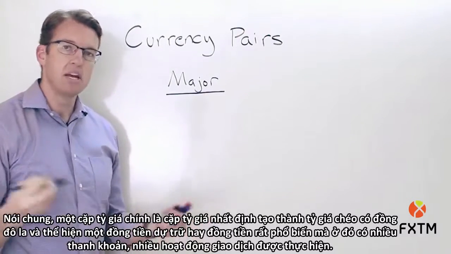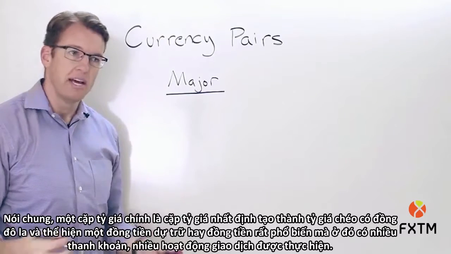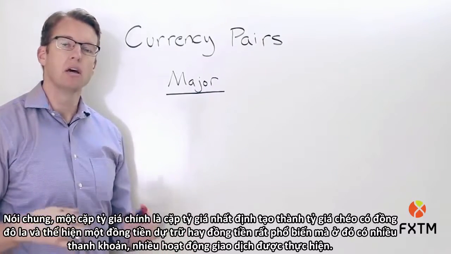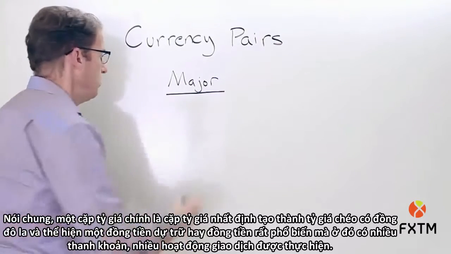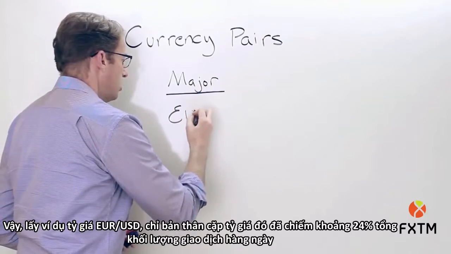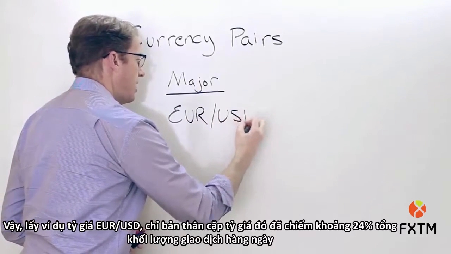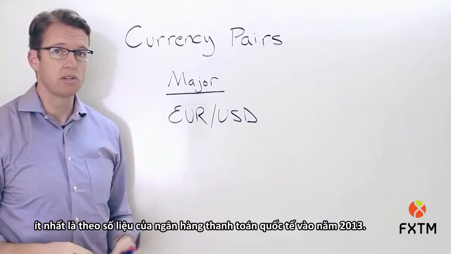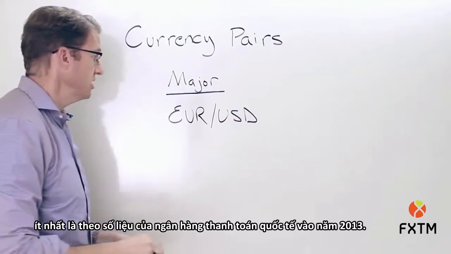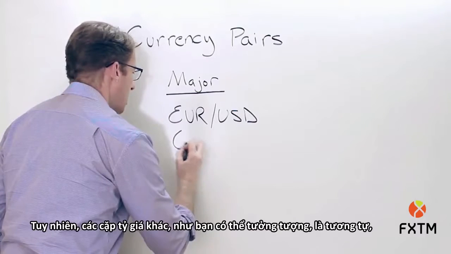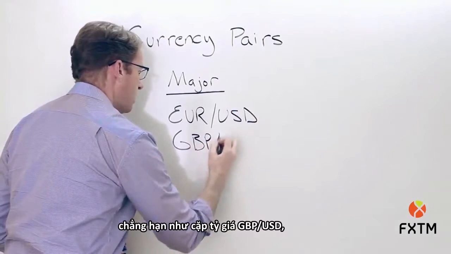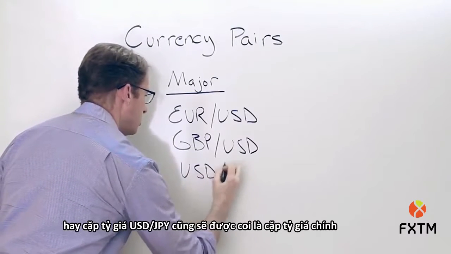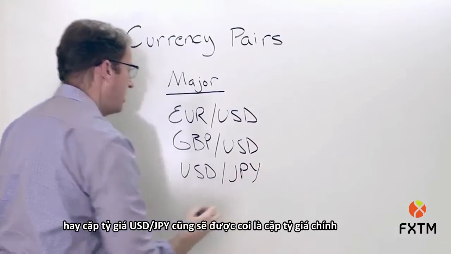But generally speaking, a major pair is something that is crossed with the dollar and that represents a reserve currency or a very popular currency where there's a lot of liquidity, a lot of trading being done. So as an example, the euro to the US dollar, just that pair itself, is about 24% of all trading volume every day, at least according to the Bank for International Settlements in 2013. But other currency pairs, as you might imagine, are similar. So let's say the Great British Pound versus the US dollar, or the dollar to the yen, this would also be considered a major pair.